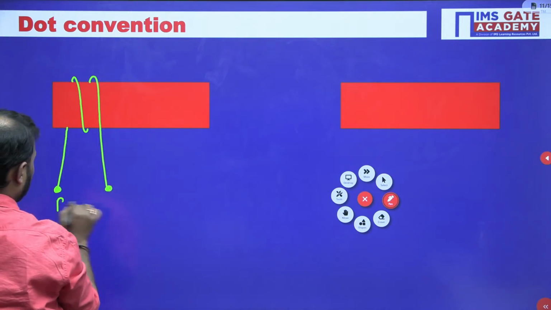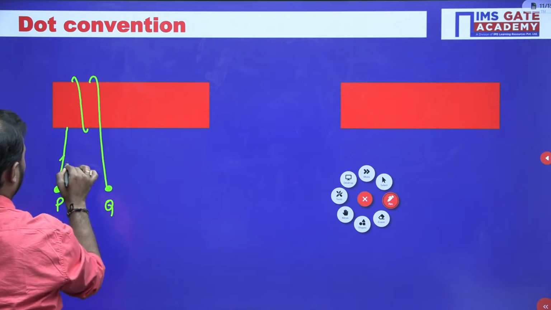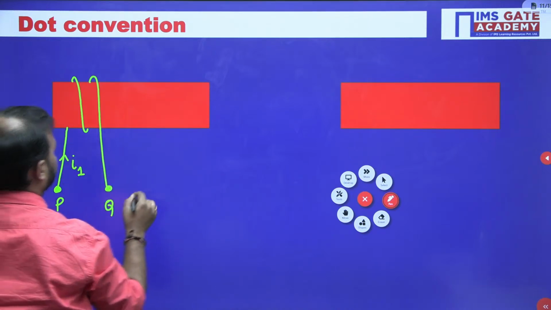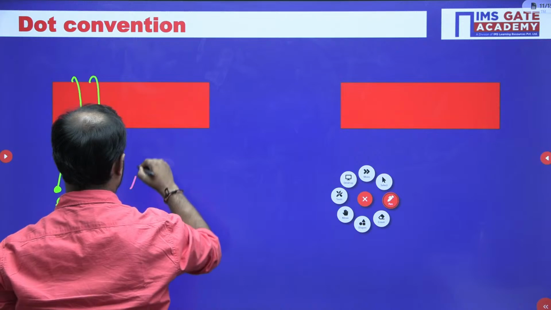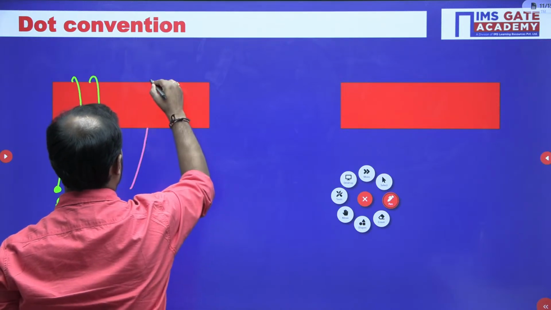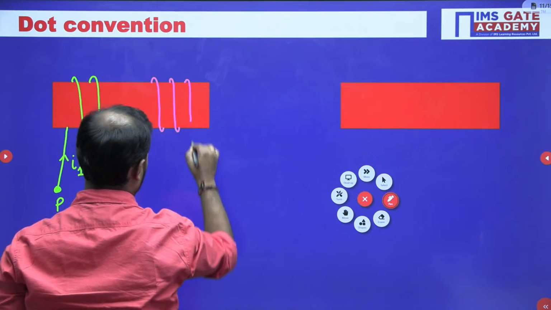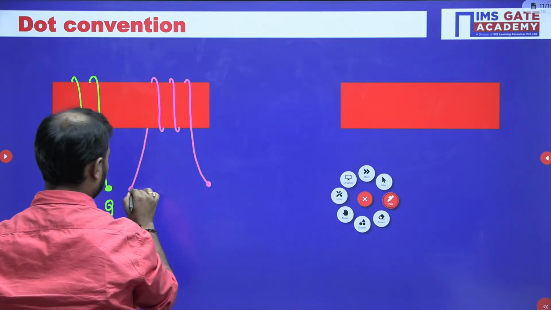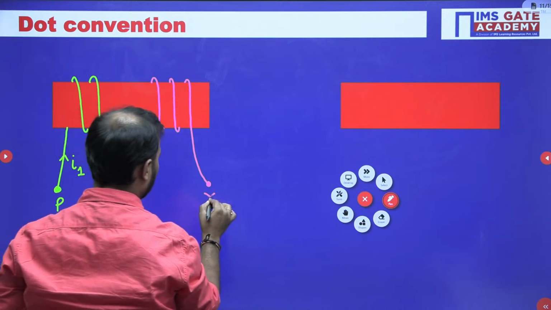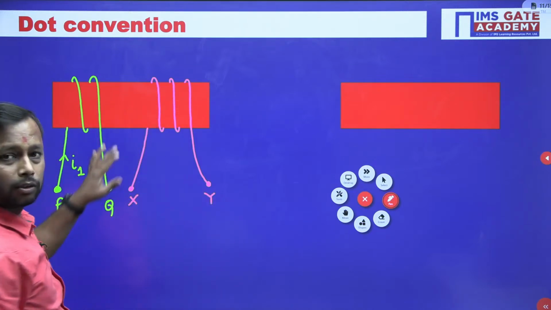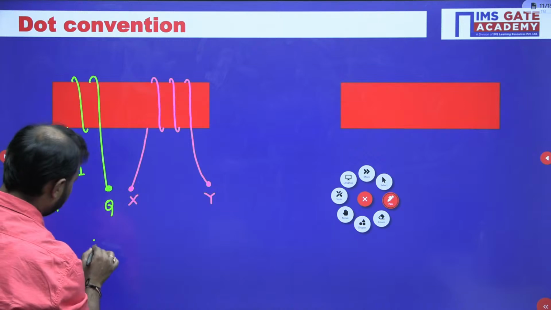This is P, Q, I1 current. This is X and Y. Okay. So this is for opposing flux.